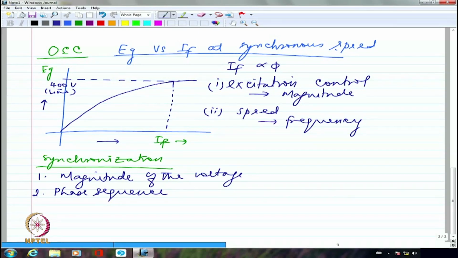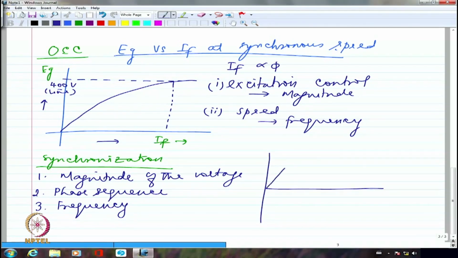The third thing I have to match is the frequency. The frequencies of both the voltages should match. If they are not matching, maybe I will see that at some instant both the voltages are matching, after some time there will be a phase difference. Let me draw two waveforms. One is probably at 50 Hertz. This is, let us say, the grid voltage waveform.